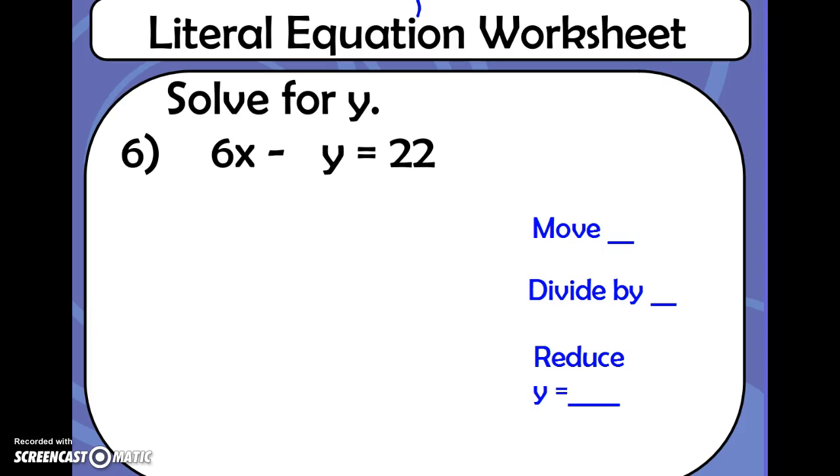We have 3 steps in solving for a literal equation. We move, divide, and reduce, MDR. So when we're looking to solve for y, we have to find what we're getting rid of. In this case, it would be 6x. So we need to move 6x. To move 6x, we take the inverse, which is negative 6x on the left, negative 6x on the right.